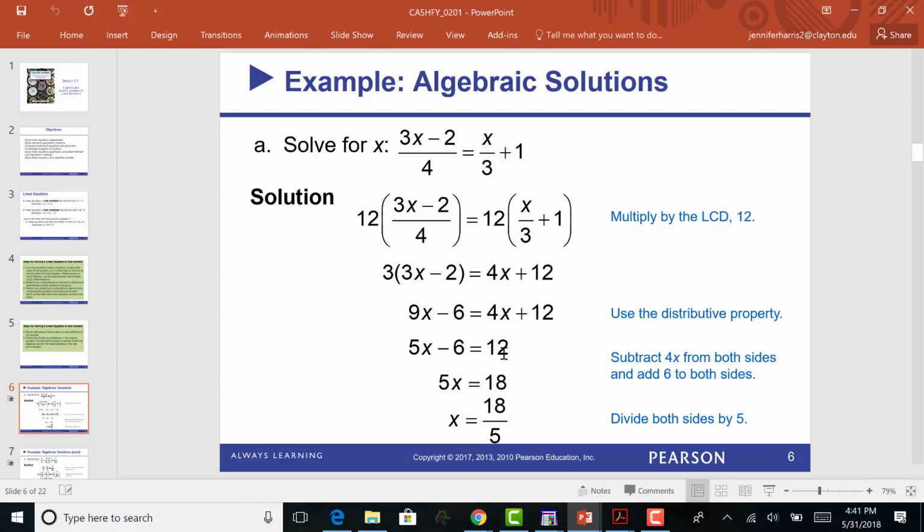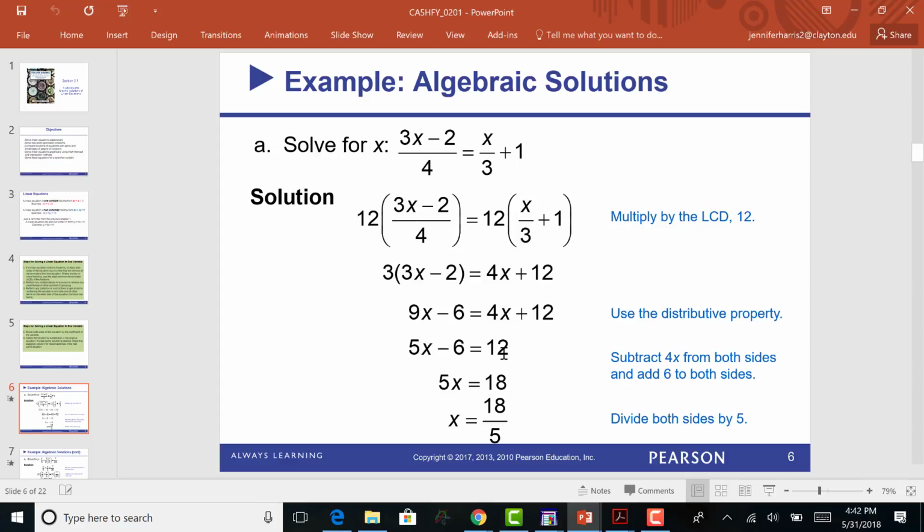So, questions? Wait, how did you get 3 on the outside? This 3 right here? Yeah, up there. Whatever you do on the bottom, you must do on the top. So if you multiply the bottom by 3, you've got to multiply the top by 3. Every single time, whatever you do on the bottom, you have to do on the top.